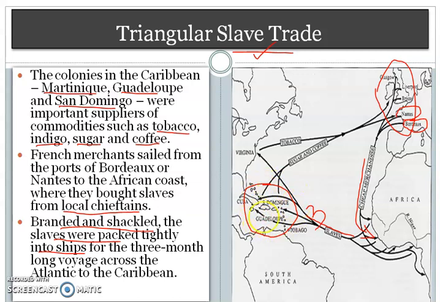There were slave markets. And in the slave markets, these slaves were sold. And then these merchants used to take the products like sugar, coffee, tobacco, indigo, etc. And then they used to come back to their home country. So in this way, they formed a triangle, and that's why we call it a triangular slave trade.